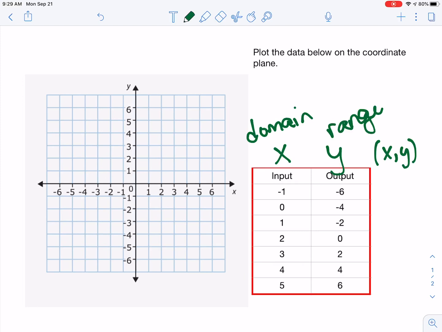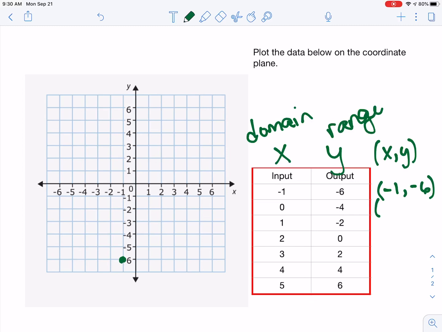So if my input is -1, that's my x. My output is -6, that's my y. So I'm going to start at the origin. -1, -6 means I move left 1 and down 6, and I'll plot my first point.